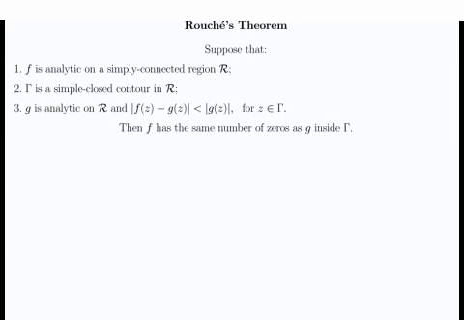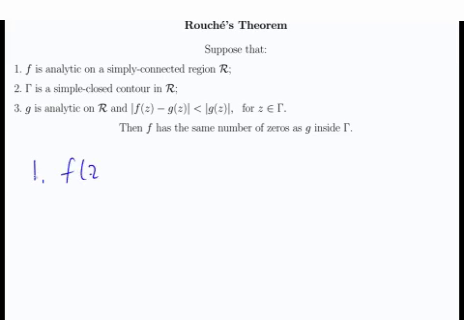The application of this theorem is in finding the number of zeros of f, which can be quite a complicated problem. What we do instead is we come up with a suitable function g of z, whose number of zeros inside gamma we know, and then we use the theorem to find out the number of zeros of f inside gamma. Let me illustrate this with two examples.